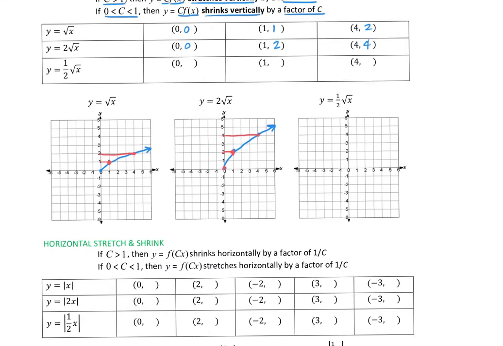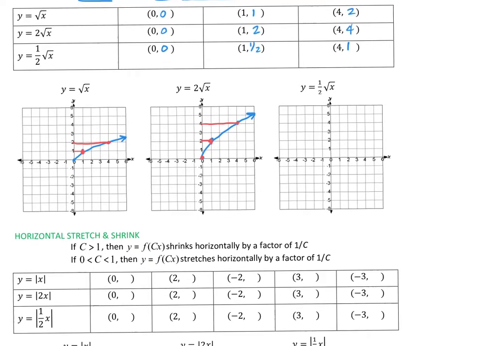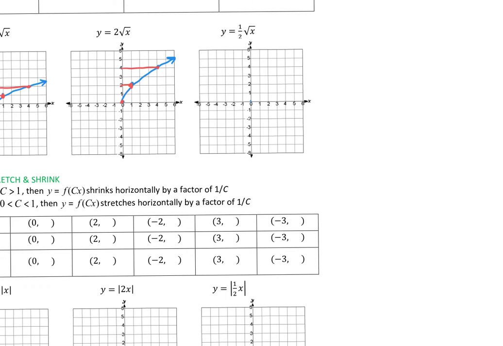In the last equation, we're multiplying the square root of x by half. So I think it's going to shrink, which it does. Put in 0, you get 0. Put in 1 for x, you get 1/2 for y. Put in 4 for x, y value is 1. It's going to pass through 0, 0, 1, 1/2, and 4, 1. And the graph has done exactly what I thought it would do.